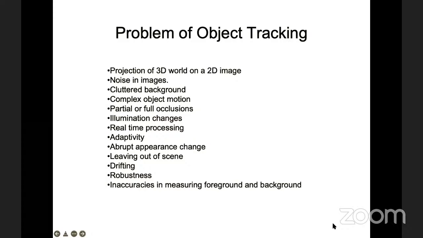See the tree, the leaves are already in motion, you are also moving, so it is a relative motion. But their motion is in a particular domain, and your motion is unlimited in that particular viewport. So, therefore, background is extremely important. Complex object motion is what we identified earlier, partial and full occlusion we identified earlier, and illumination changes in real time processing.